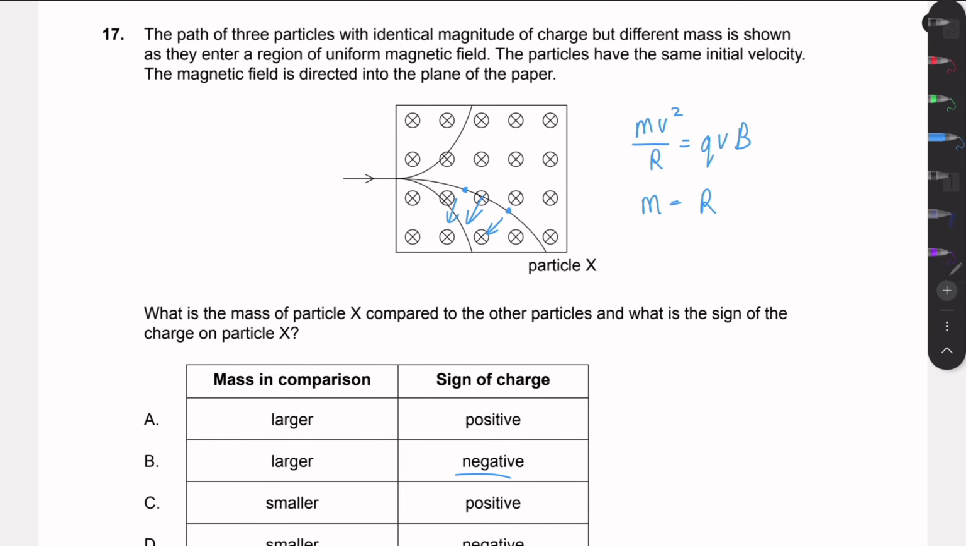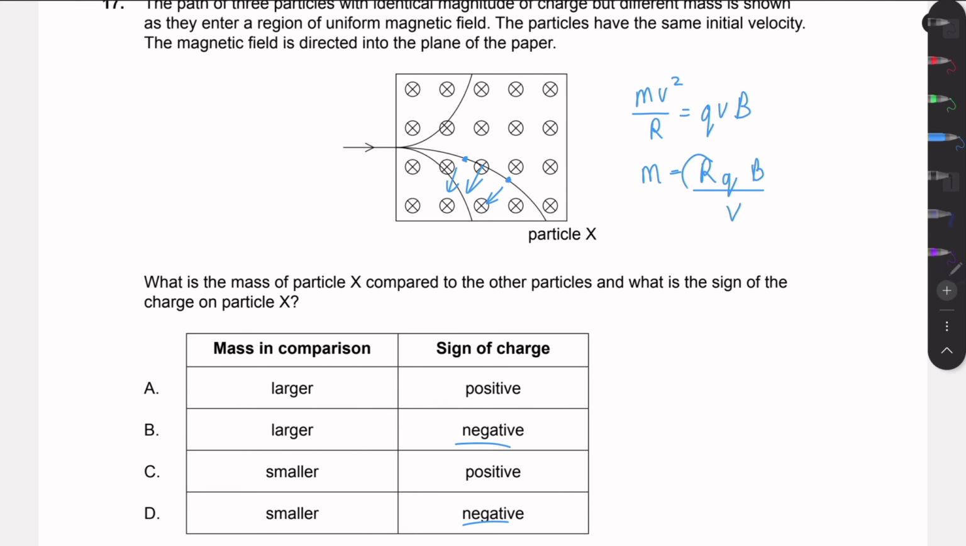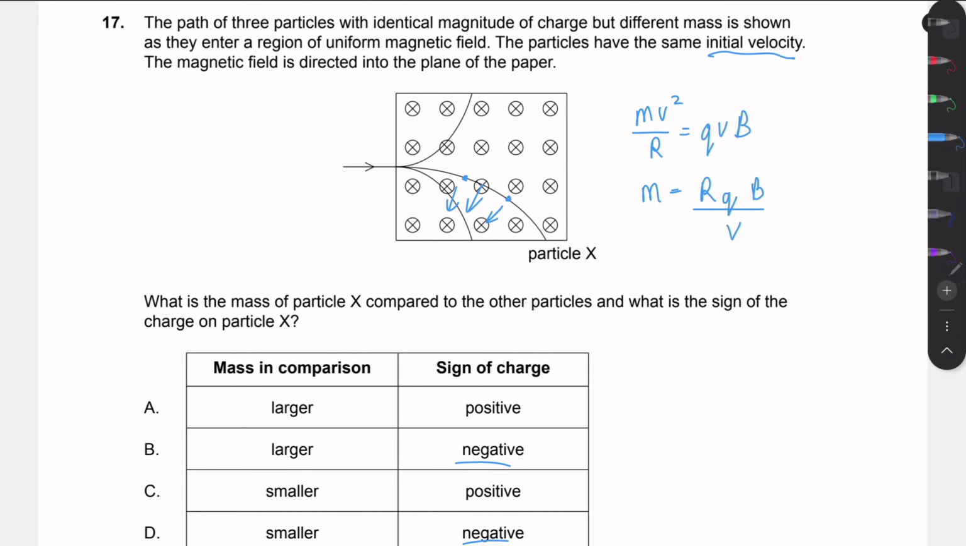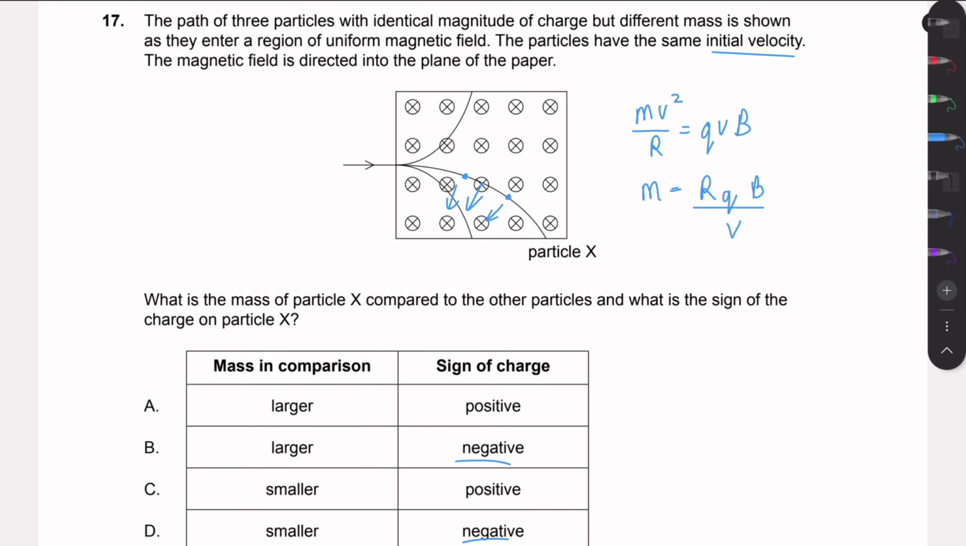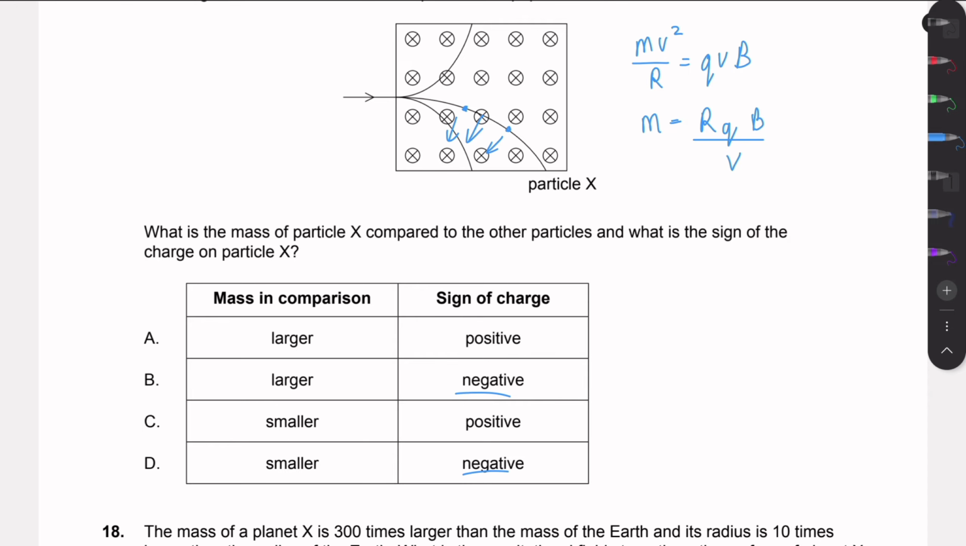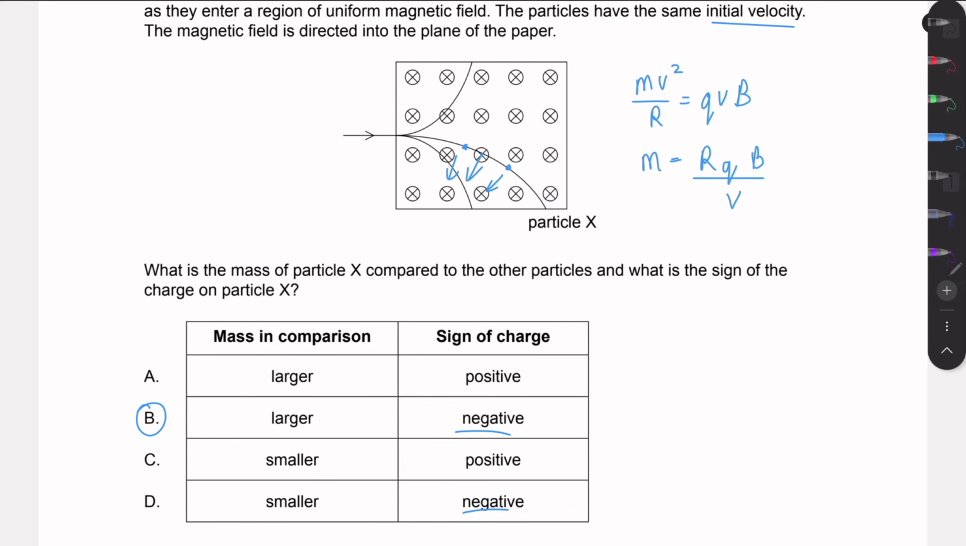So it's going to be qB over v, as one of the v's cancels out. So we see if we have a larger radius, we must also have a larger mass, as they have the same initial velocity, same magnetic field, same charge. Not the same charge, but the same magnitude of charge. And yes, so the mass must be larger as our radius of motion is also larger. So B.